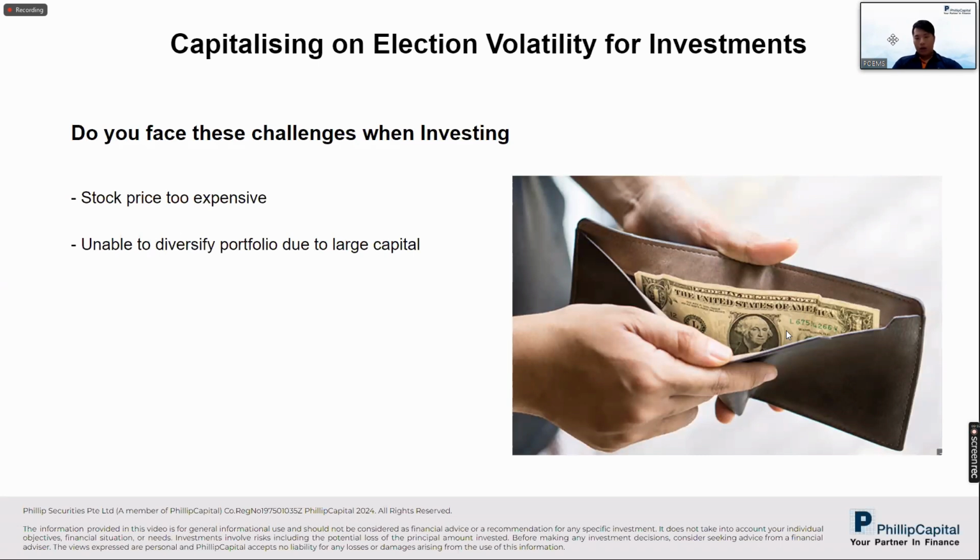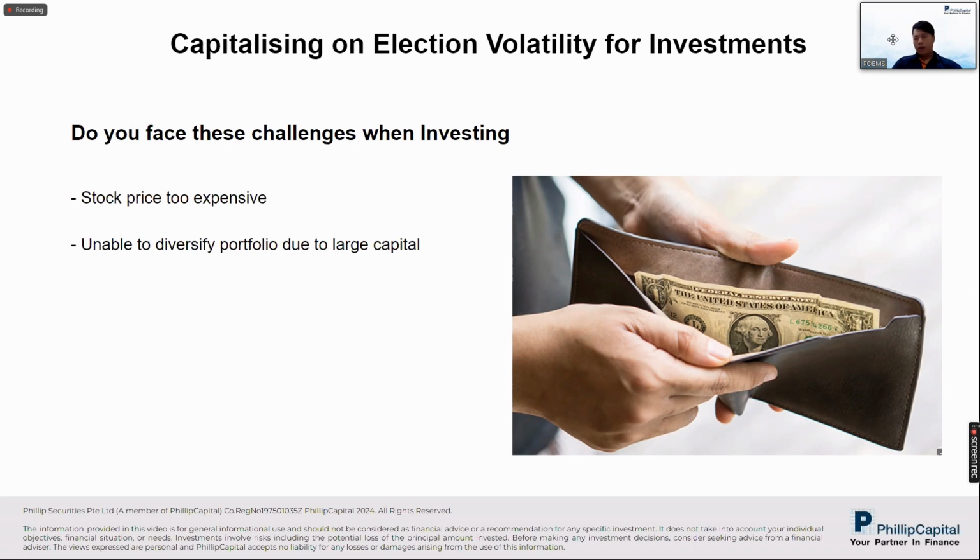But ultimately, I'm sure some of you may face this situation: you update yourself with news, you want to invest, but you face this challenge where the stock price is too expensive. The counters that I've just shown you, majority of them are above 100 or 200 US dollars, and at the end of the month you only have $100. I can't even afford one share of those counters.